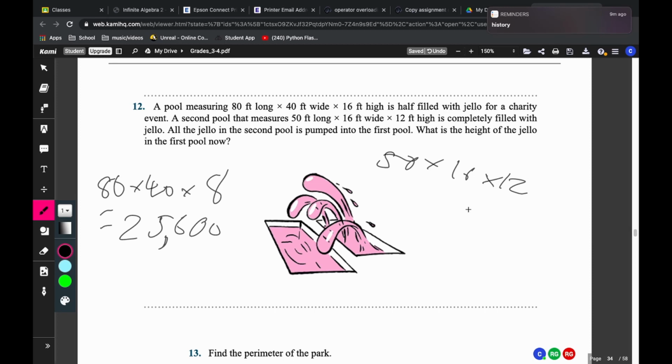So 5 times 12 is 60. So what we would do is 60 times 16. Don't worry about this underline zero. That's for later. But right now we're going to solve 60 times 16.